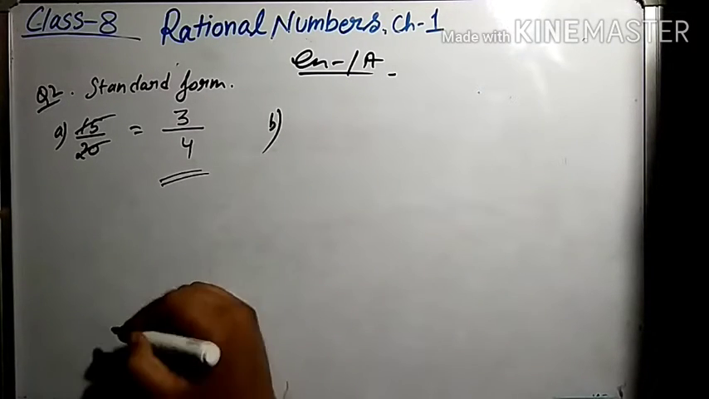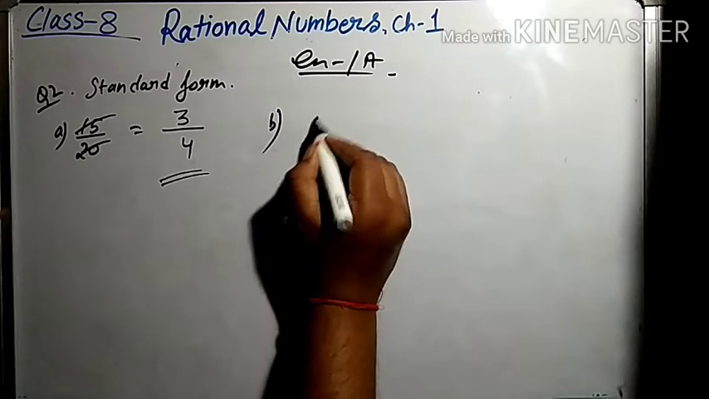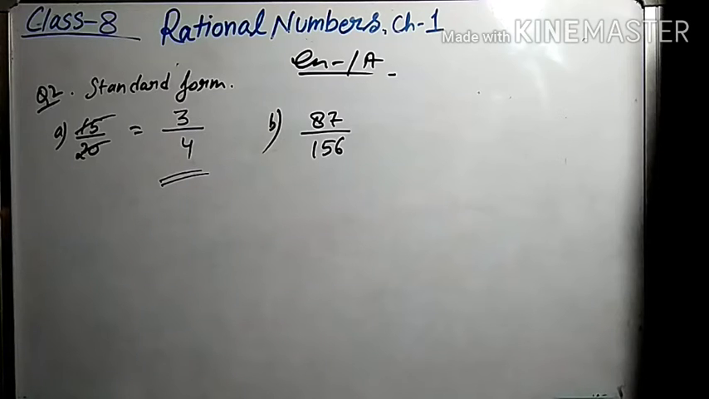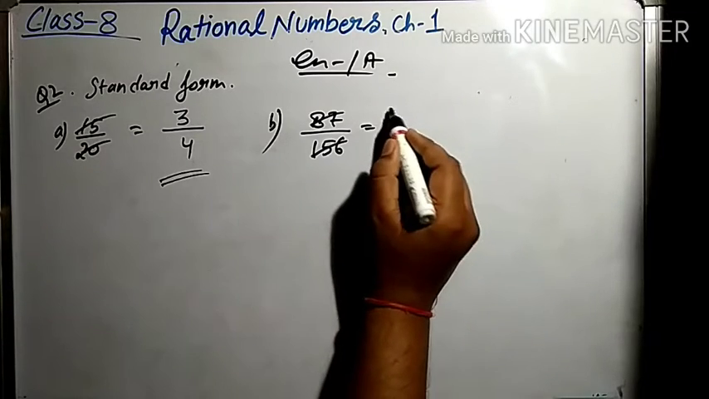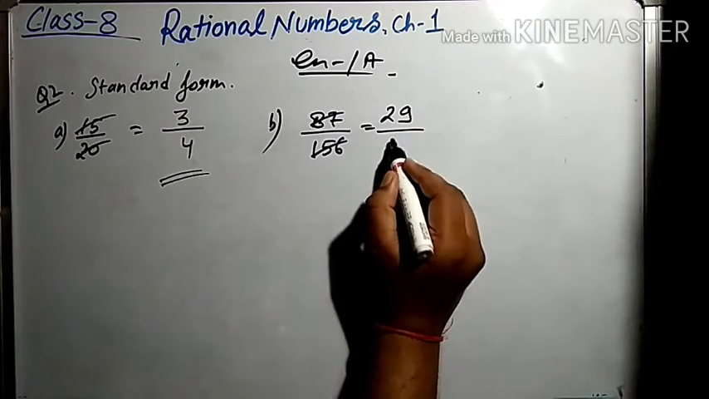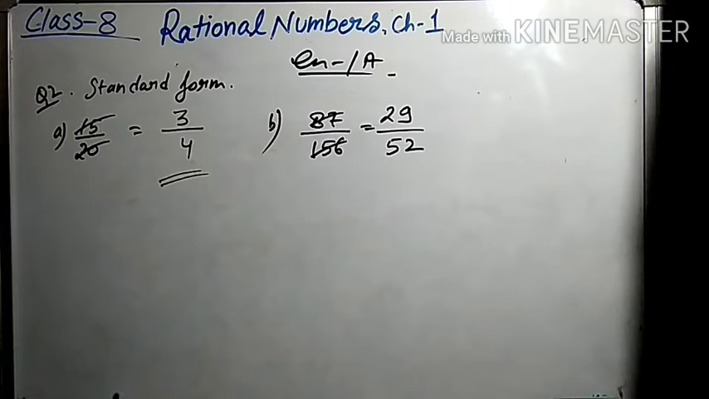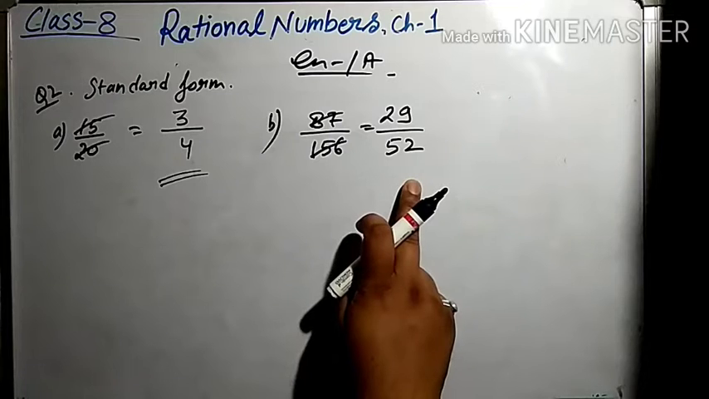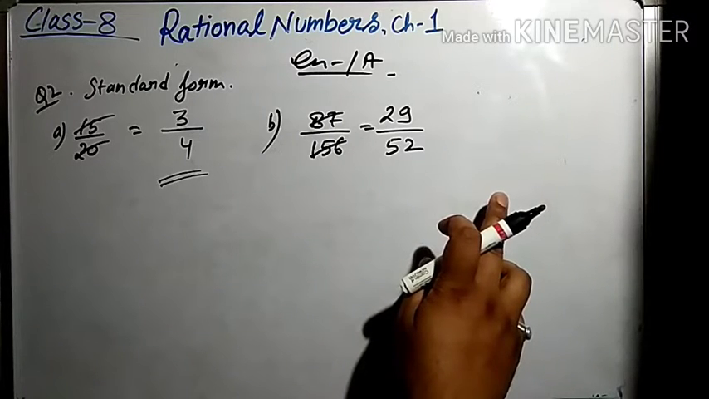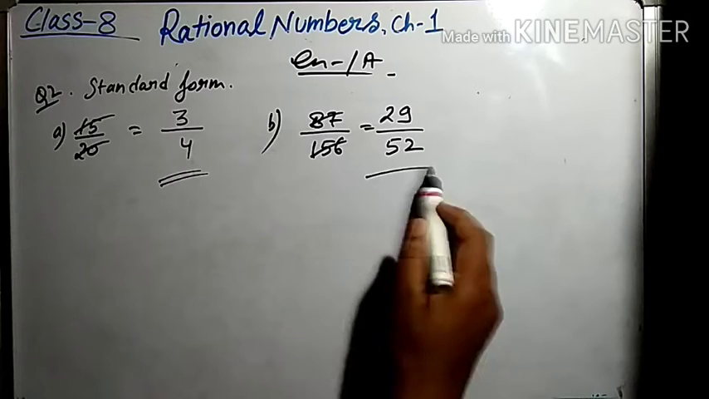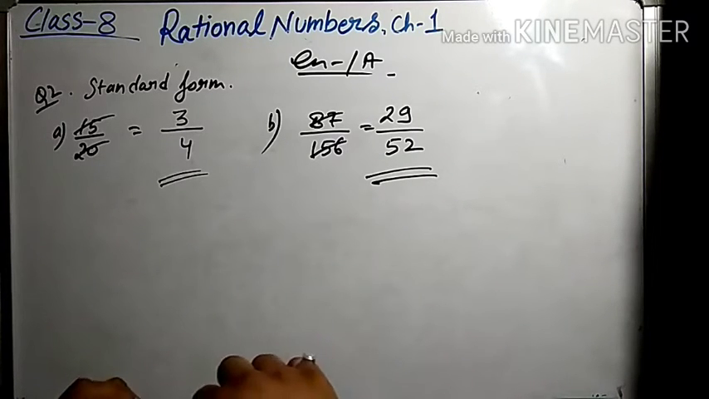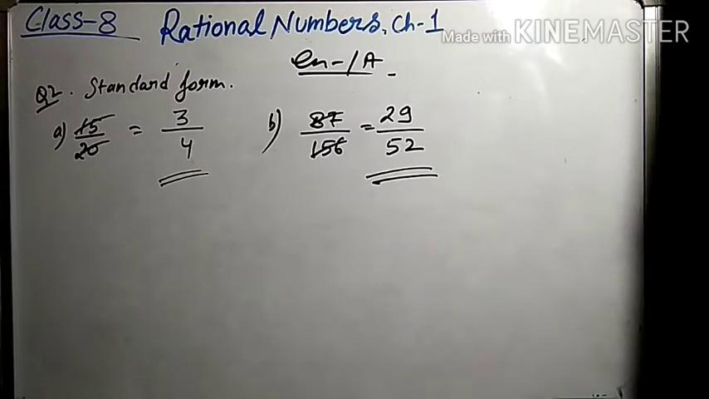Same way we take another example. Suppose I am taking 87 upon 156. The question is given 87 upon 156. Now I am dividing by 3, it comes to 29 upon 52. Now, so lowest form. We have to move into the lowest form, which cannot be further converted. So the lowest form of a fraction of the given rational number is known as the standard form.